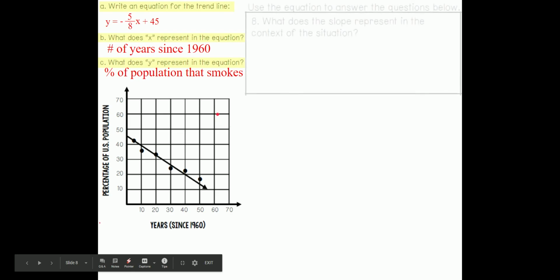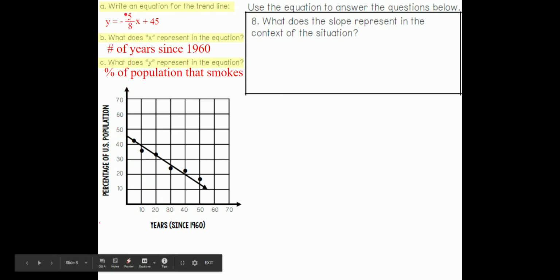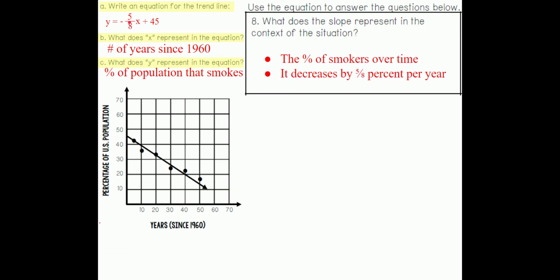Let's answer some questions now using this equation. What does the slope represent in the context of this situation? The slope is negative 5/8. Remember, the slope is the change in y over the change in x. It's the percentage of the population per year since 1960. So after each year, the percentage of the population that smokes actually goes down. It decreases by 5/8%. So the slope represents the change in the percentage of smokers over time, and it decreases by 5/8% per year.